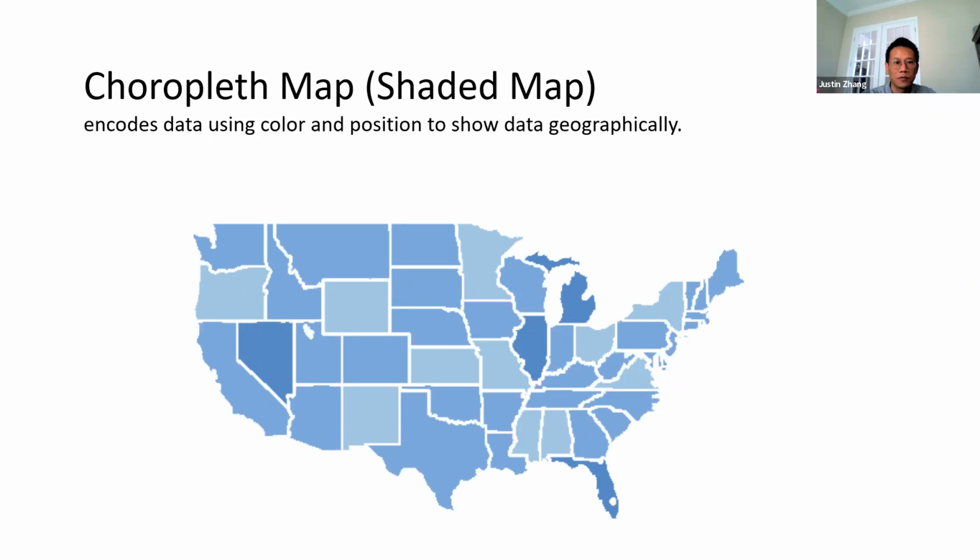Choropleth map, sometimes we call shaded map. So this type of map uses color to encode quantitative data to categorize data, essentially in terms of individual states. The position is naturally encoded in maps as well.